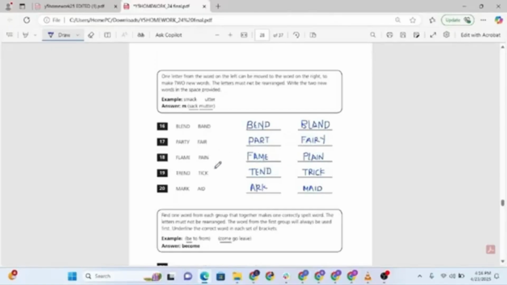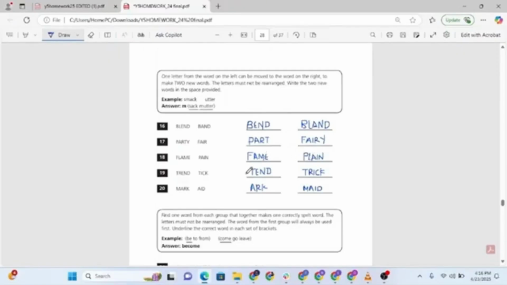Question 18. The correct answer is the letter L. This is because if we take the letter L from the word flame, we are left with the word fame. If we add the letter L to the word pain, we make the word plain. Therefore, the two new words are fame and plain.